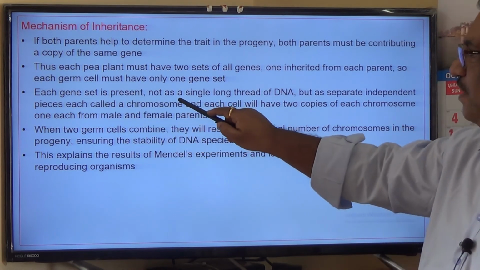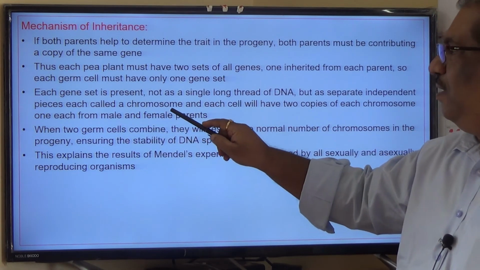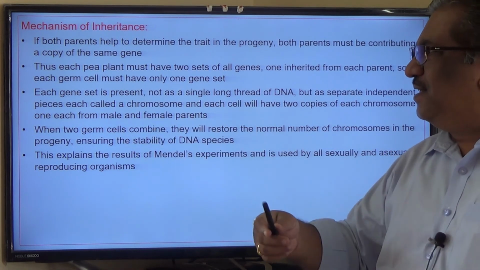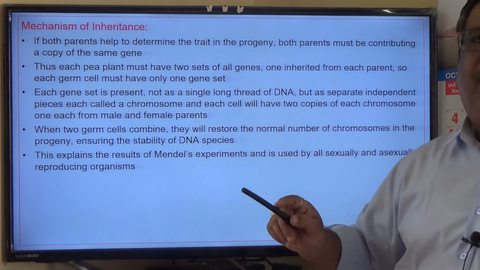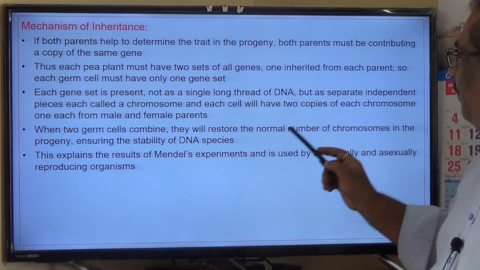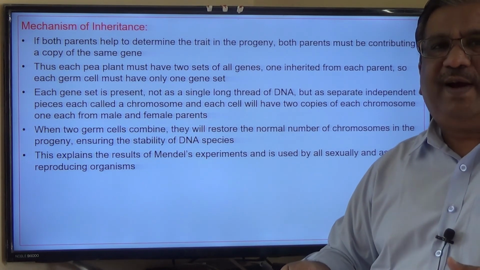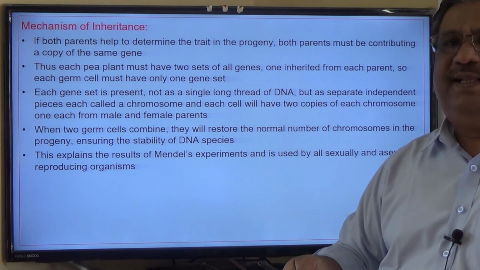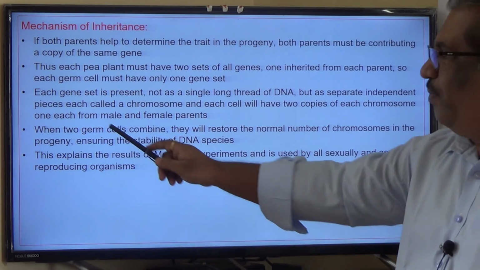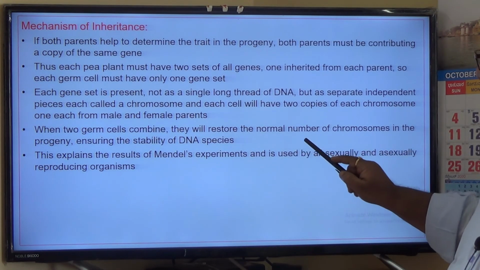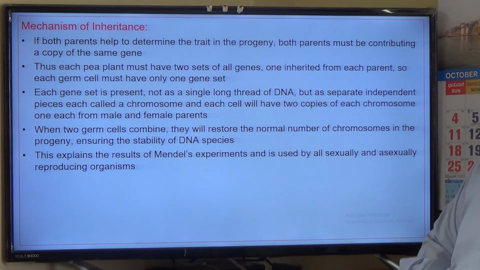Each gene set is present not as a single DNA but as separate independent pieces. Each is called a chromosome. That means each gene set is present in the form of a chromosome, and every chromosome will have two copies, one from the mother and one from the father. So in the parent you can find two chromosomes, but in the sex cell only one chromosome. One copy of that will be given to the germ cell. So when two germ cells combine, they will restore the number of chromosomes in the progeny, ensuring the stability of DNA.